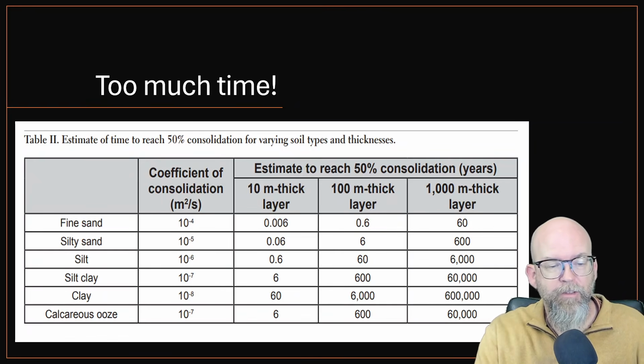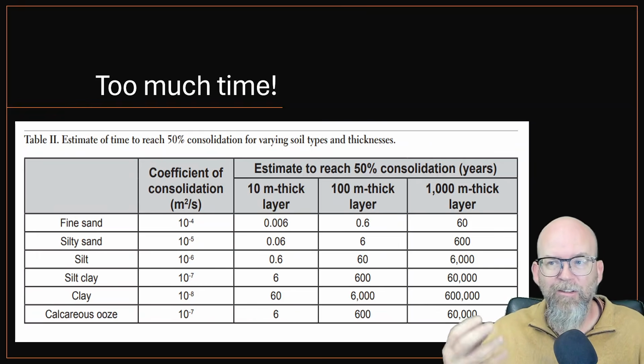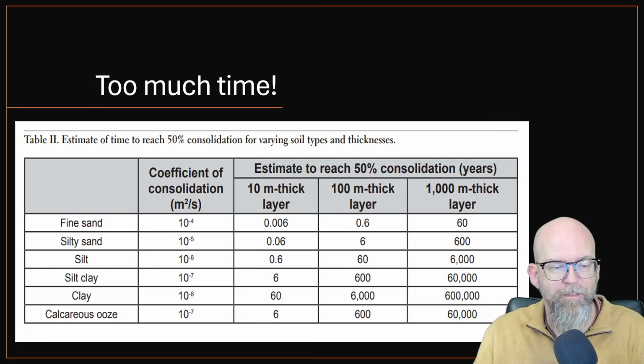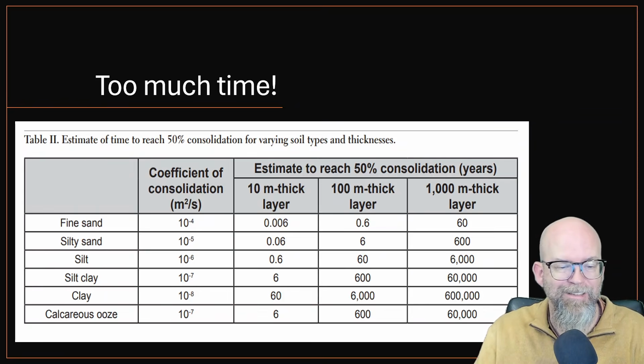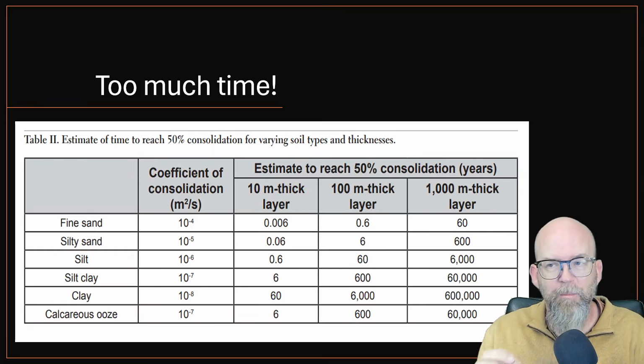So we have fine sand, silt, and so forth. The coefficient of consolidation is how long it takes to consolidate. I don't think it should be a surprise to you that silty sand and fine sand consolidate very, very quickly. Whereas silt, smaller particles, takes longer. Clay, calcareous ooze, they take much longer. They're much, much smaller particles.